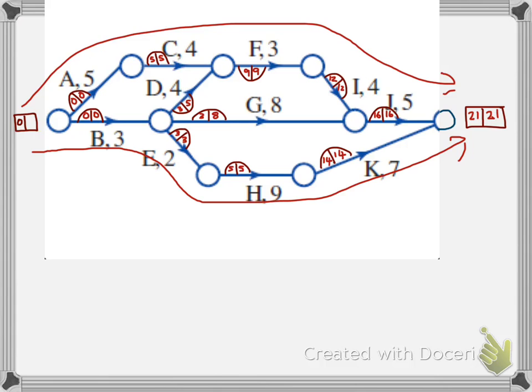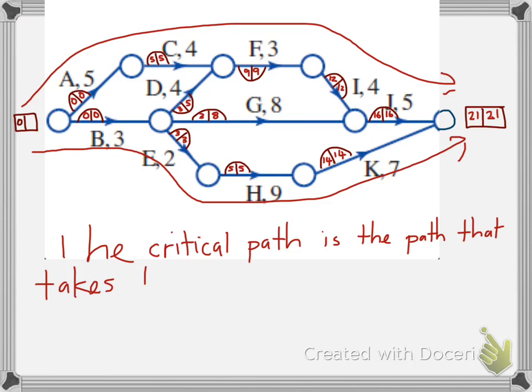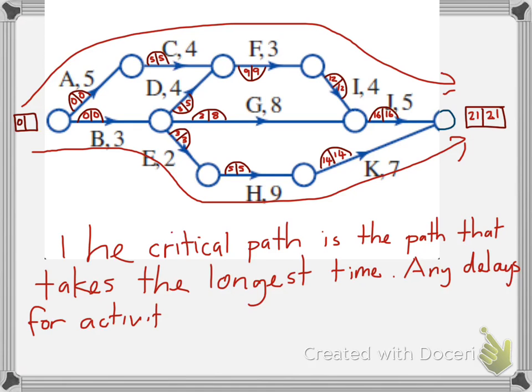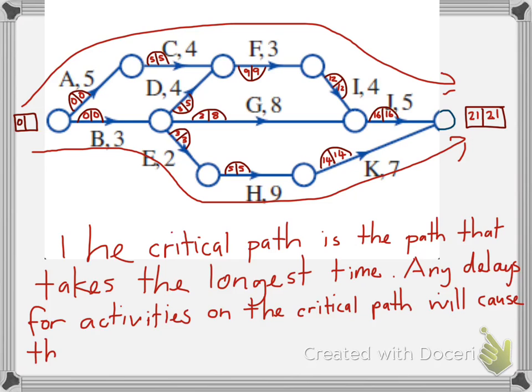Excuse that glitch. Now let's just continue. So to sum up, the critical path is the path that takes the longest time. Any delays for activities on the critical path will cause the project to take longer.